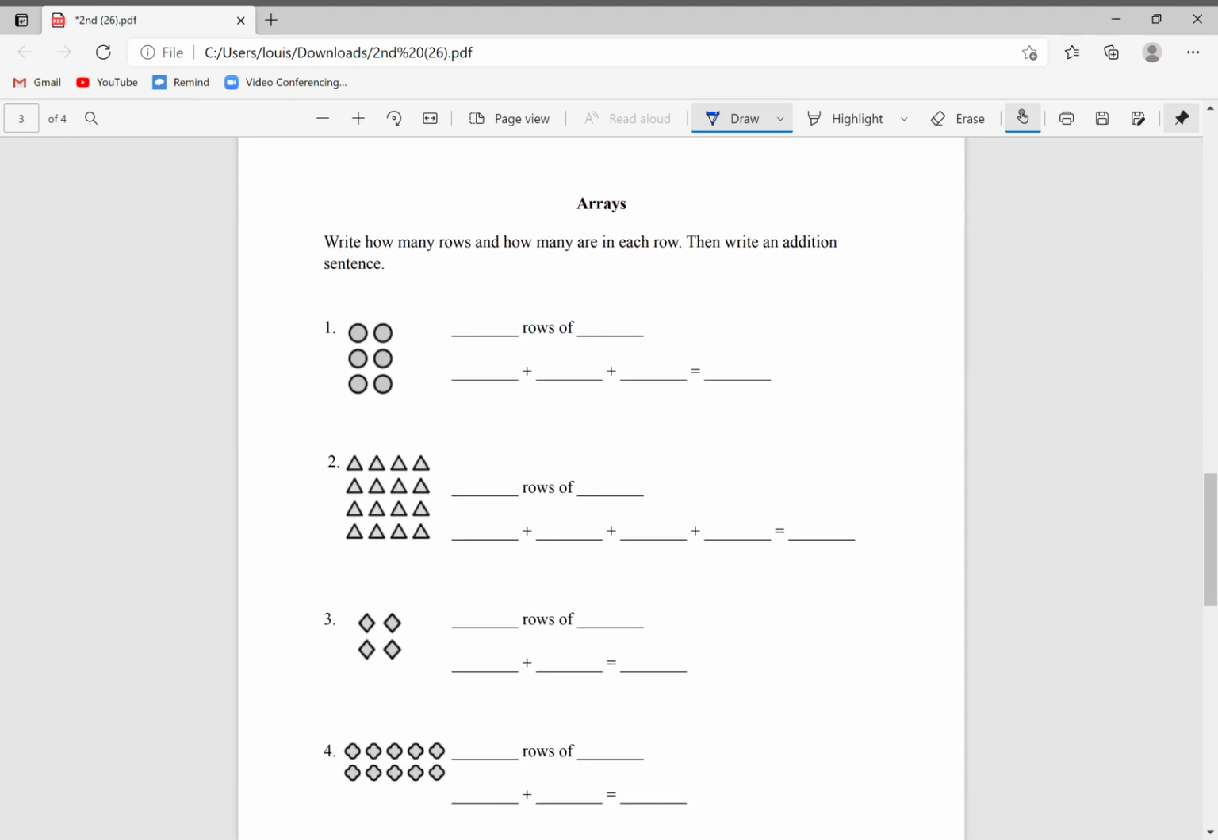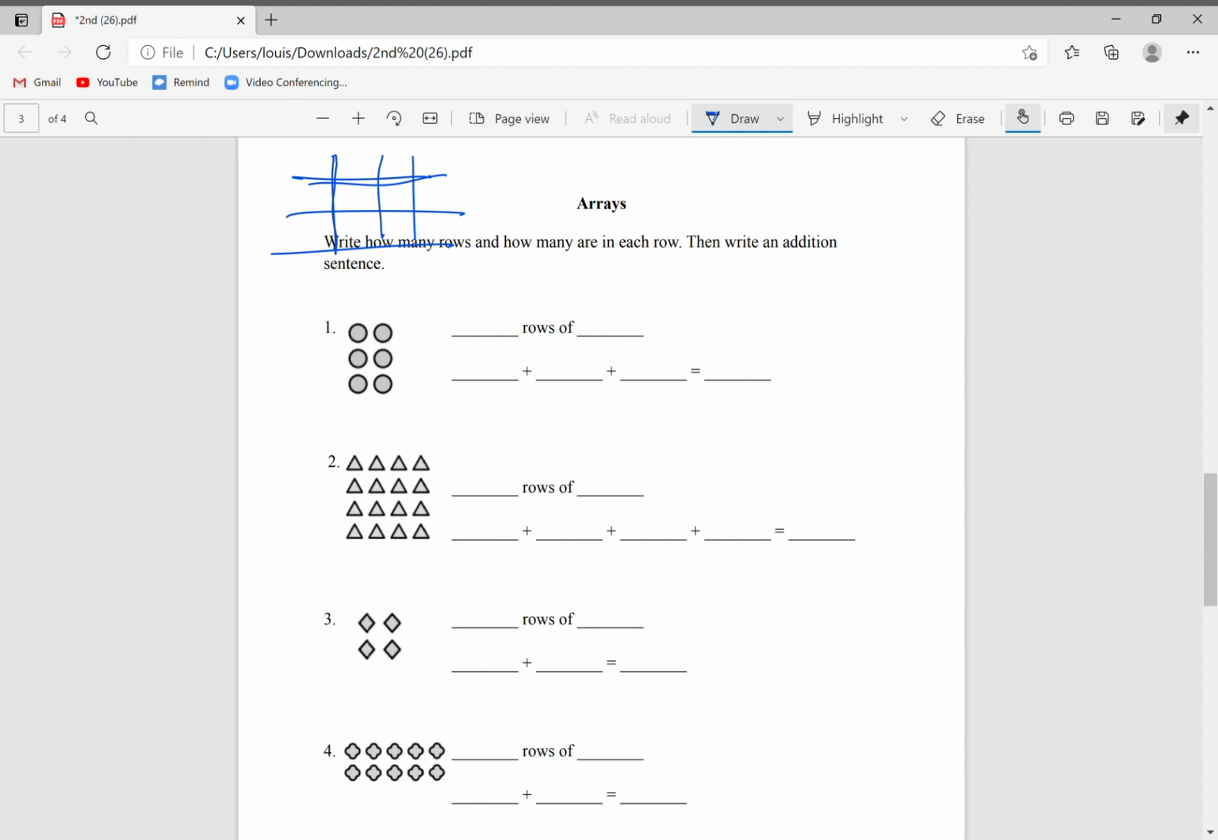We'll go on to arrays. Write how many rows and how many are in each row. Then write an addition sentence. Now, this might seem a little complicated at first, but when you take it step by step, it becomes super easy. So, one thing to explain is that there are things called rows and columns. Now, a column is when things are put in a straight line vertically, like straight up. For rows, those are when things are lined up horizontally. Think of horizontally as the horizon. It's flat. It's like a hot dog style.